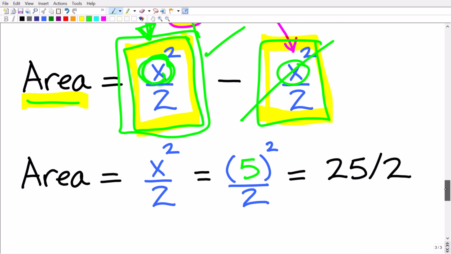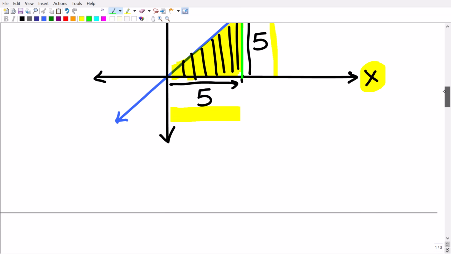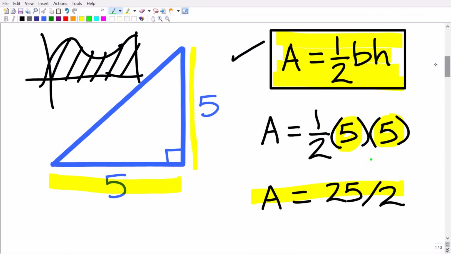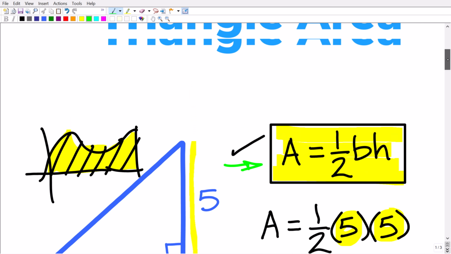Okay, so let's go ahead and see this work. So the area of this triangle is going to be equal to x squared over 2, where x is equal to 5. So we're going to have 5 squared, which of course is 25 over 2, which is the same answer that we got when we followed the formula up here. So again, you can find the area of basic figures using simple formulas if you have simple formulas. But if you have something like this, well, you absolutely need to use calculus. And this is why calculus is so cool and awesome.